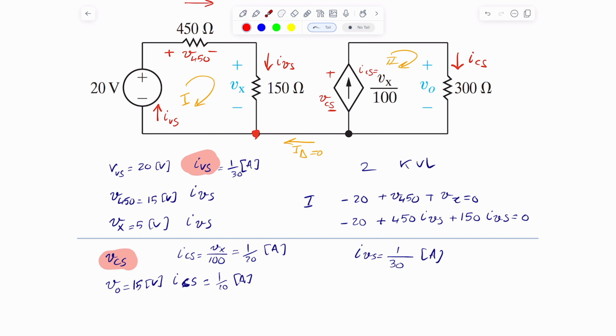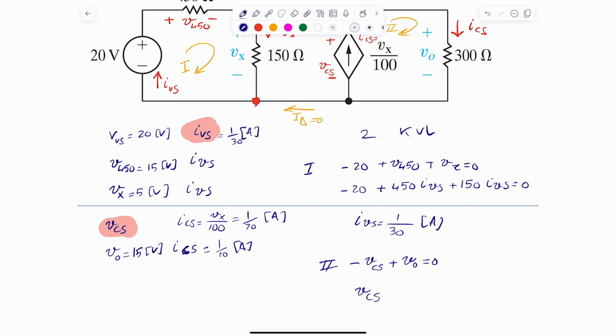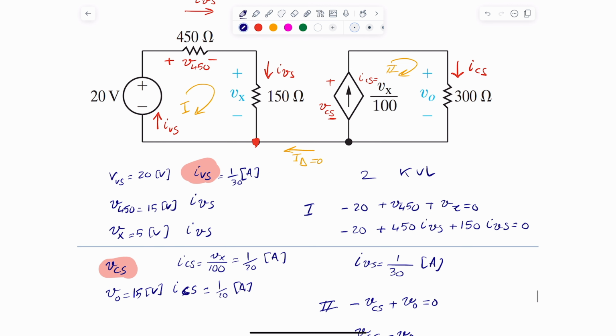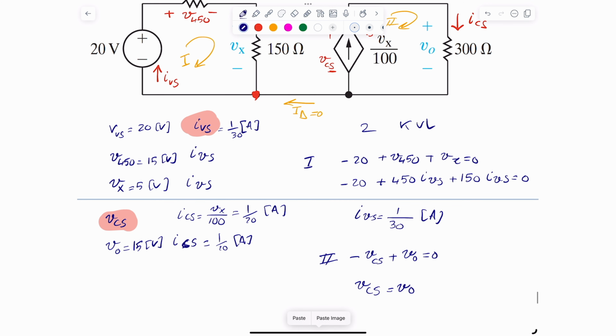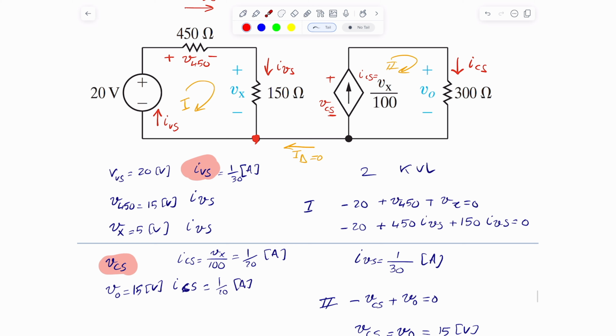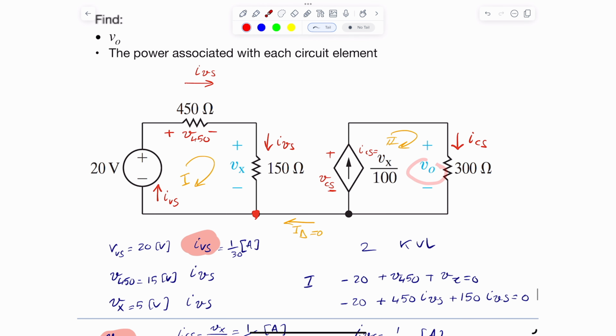I identified almost everything except the V current source. The way I'm going to do it is by writing the second KVL here. The second KVL at node 2 tells me negative V current source plus V out equals 0. So the V current source is equal to V out, because these are the two elements on this particular loop, and we just computed V out to be 15 volts. So we know everything we need to know about this circuit. We were asked to figure out V output, and V output is simply 15 volts. This is one of the first things we were asked.